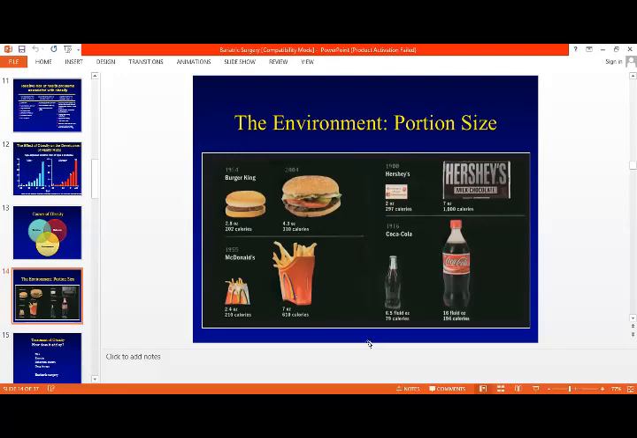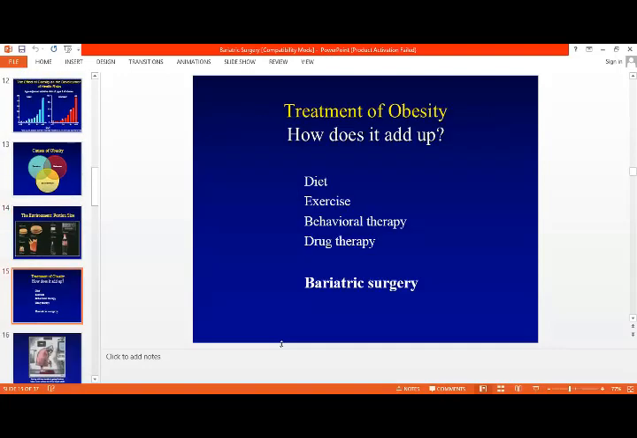Similarly, if you see the Coke or Pepsi bottle, we used to drink 250 ml. Now it is 300, 500 ml. So the caloric environment is also increasing. The portion size of the meal is also increasing. So that is another factor of the environment. So one thing is established that obesity is a problem of the current world.